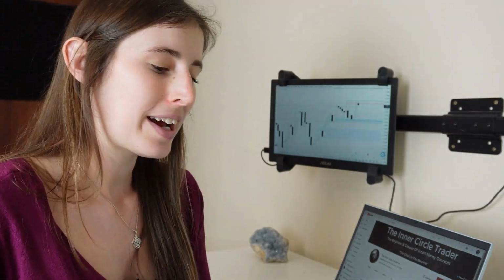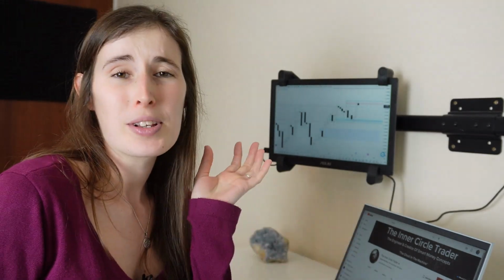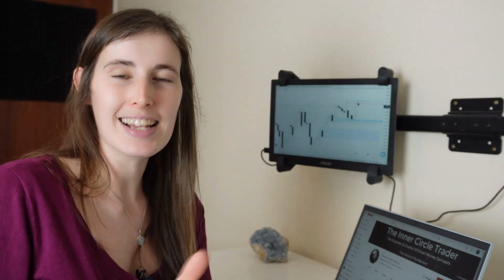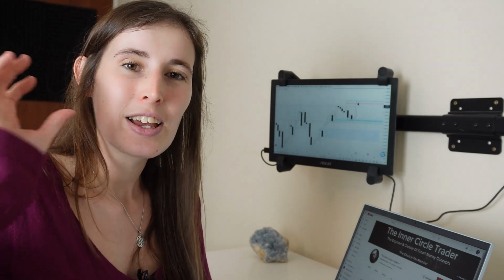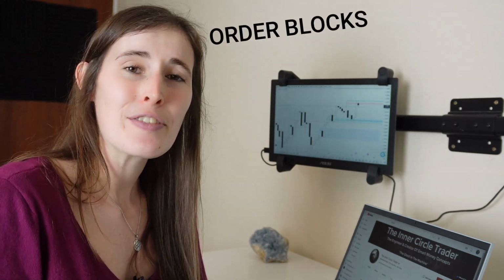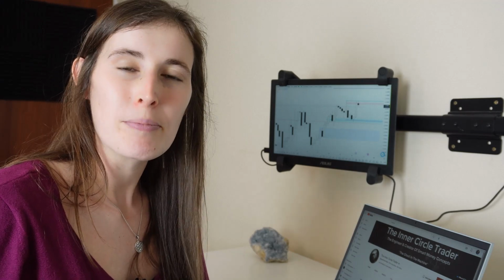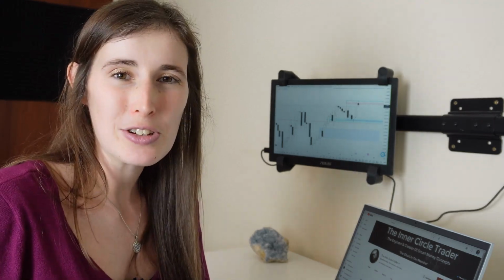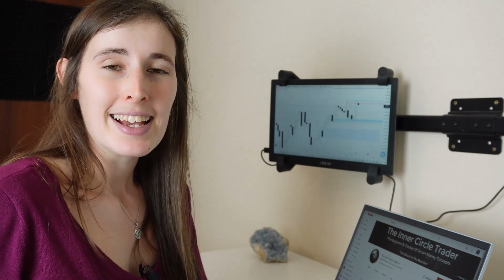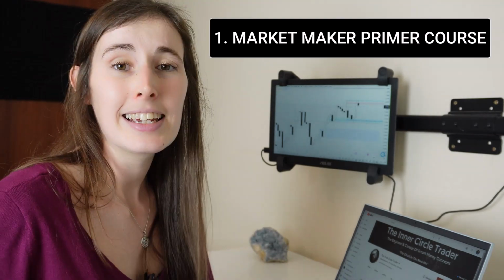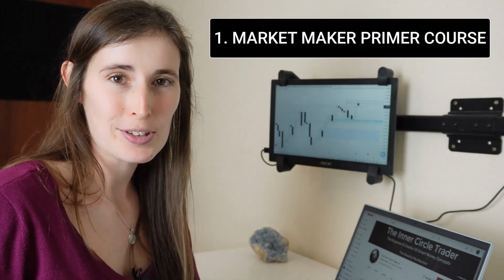Now, I know when I first came across this list, I wanted to jump straight into the premium mentorship content, which is where all the exciting content is, such as trading order blocks and understanding fair value gaps. But that doesn't actually come into it until a little bit later on, because it's really important to build the foundations for trading first. That being said, course number 1 is the Market Maker Primer course.